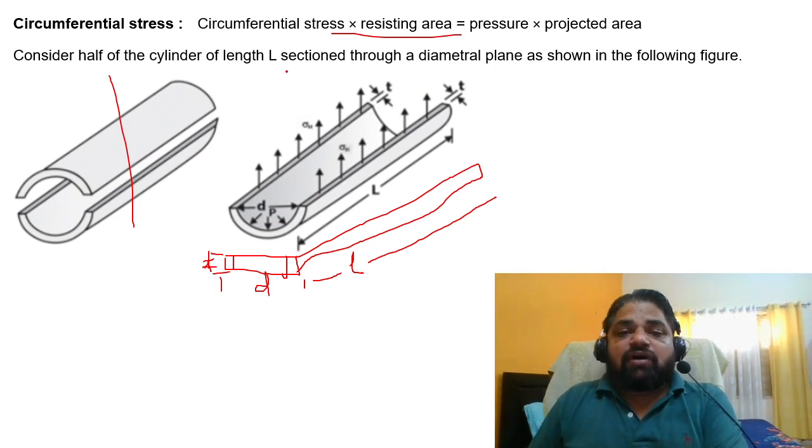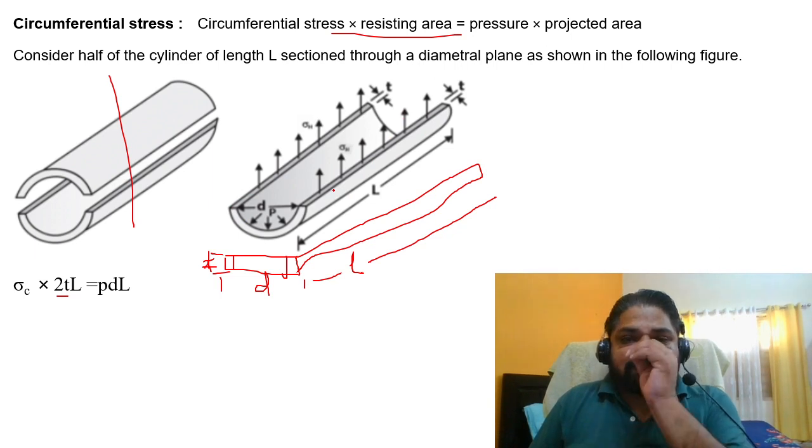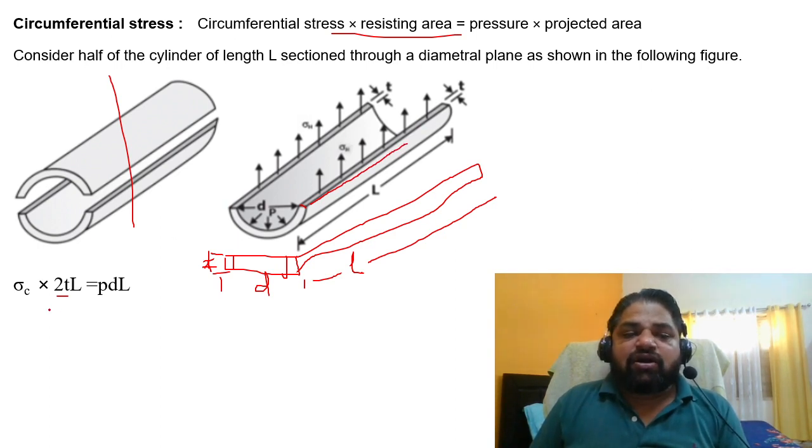Now what is the circumferential stress? We represent it by sigma c into 2t into L. What is 2t into L? This is the area on which the circumferential stresses apply, on these two strips. If this is t and this is L, the area is t into L, and for two sides it is 2tL.